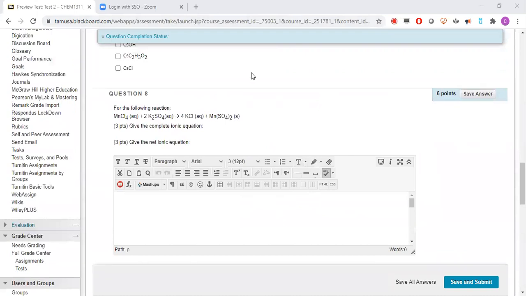Question 8. For this reaction, give me the complete ionic. So you're just breaking apart every aqueous compound. So manganese is +4. And I know it's +4 because it's bound to 4 chlorines. Chlorine is always -1. This is a neutral compound. So the math is X, which is Mn. What's the charge of Mn? If I add that to 4 -1 charges, and that has to equal 0, well, it has to be 4.